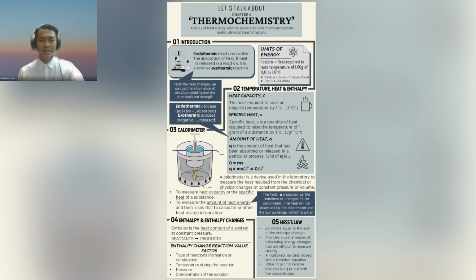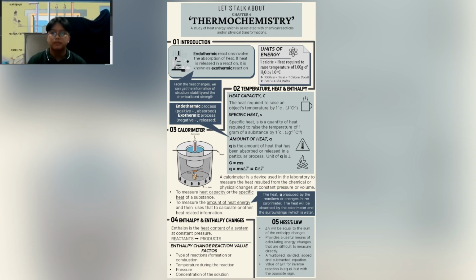And lastly, amount of heat. The symbol is Q. Q is the amount of heat that has been absorbed or released in a particular process. The unit of Q is J. So the formulas are C equals ms, and Q equals ms delta T, equals C delta T.